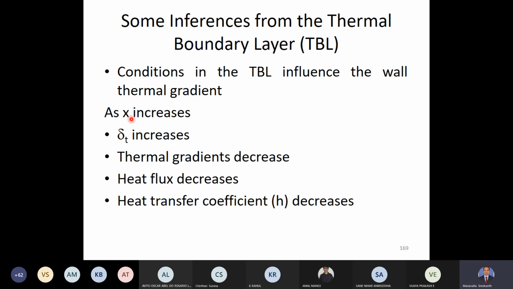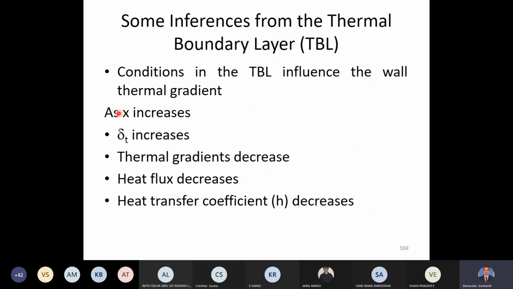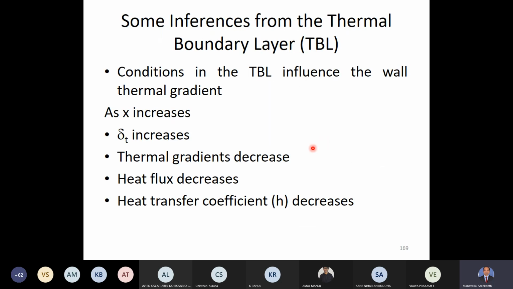So inside the thermal boundary layer, as x increases, delta T increases. Delta T is the thermal boundary layer thickness. So as x increases, that means as we move towards the right, the thickness of the thermal boundary layer increases. We have observed the same in the case of the velocity boundary layer also. Thermal gradients decrease. This also we have seen. So initially in this region, since the distance is very small, the thermal gradients are high. But as you move away from the edge, that means as x increases, the thermal boundary layer thickness is large, and therefore the thermal gradients will decrease.